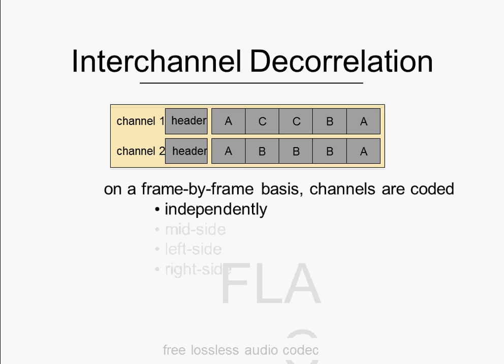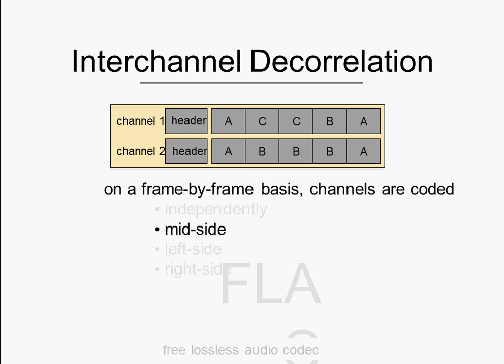Now the third stage is interchannel decorrelation. In a stereo stream, many times there is an exploitable amount of correlation between the left and right channels. FLAC allows the frame of stereo streams to have a different channel assignment, and an encoder may choose to use the best representation on a frame by frame basis.